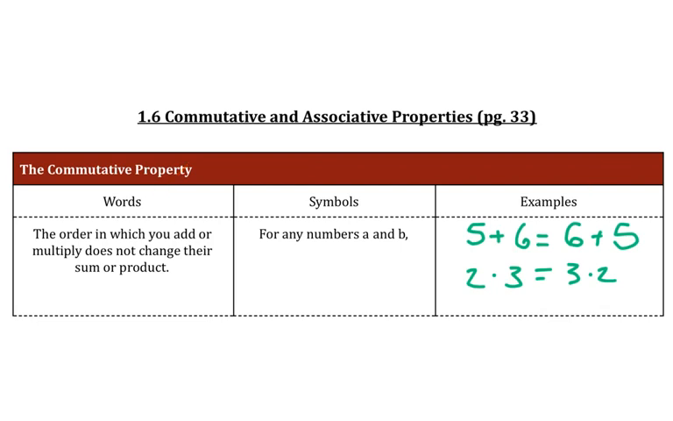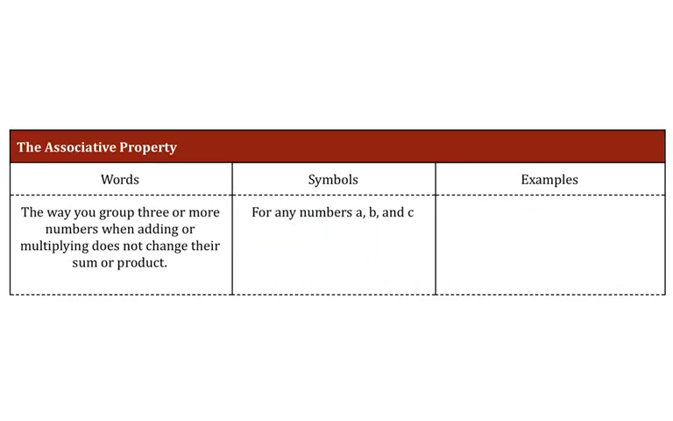Here's a couple examples. Let's look at the symbolic abstract representation of both of these. For any numbers a and b, if I take a and add b, I can write that in the opposite order where it's b plus a. Also with multiplication, ab equals ba. That is the commutative property. Let's do the associative property next.